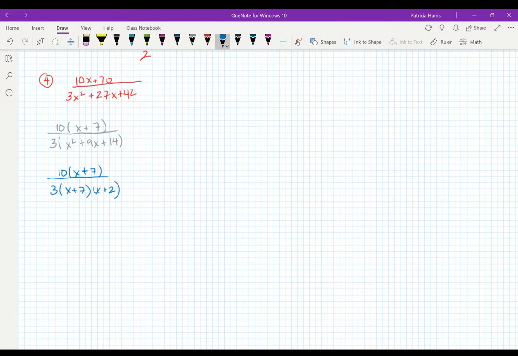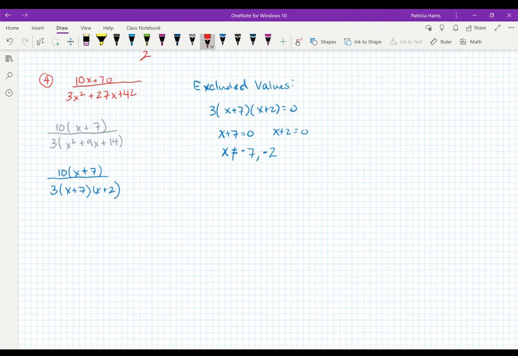Okay, the next thing I need to do is look for those excluded values. Remember, excluded values only occur on the denominator. So let's see here, 3 times x plus 7 times x plus 2 equals 0. 3 I don't have to worry about too much, but if x plus 7 equals 0 or x plus 2 equals 0, then I have a problem. So x cannot equal -7 or -2, and those are my excluded values.